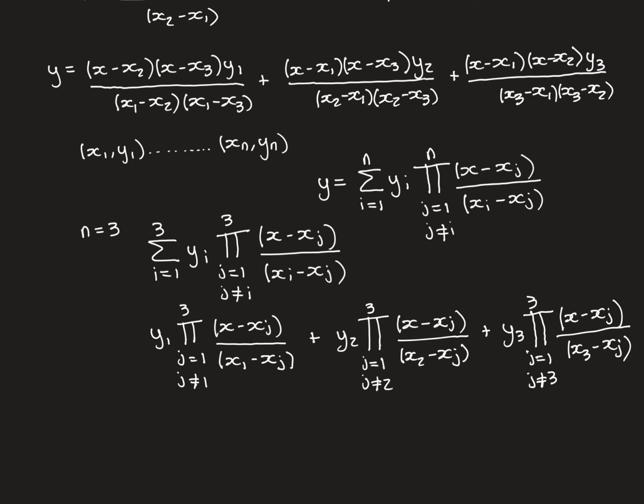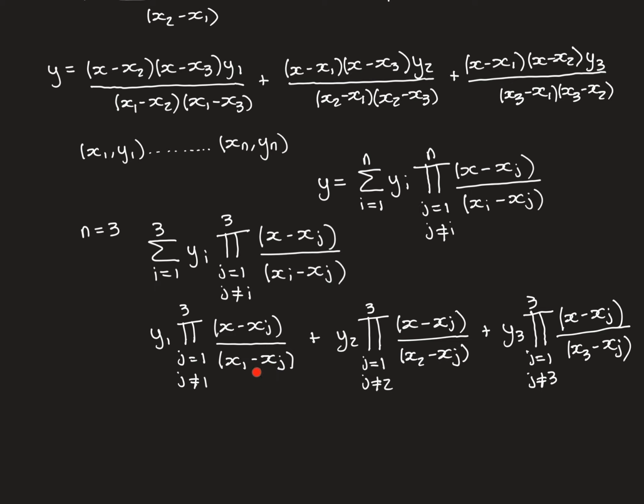The next one, we've got y2 times the product from j equals 1 to 3, where you exclude j equals 2, of (x minus xj) over (x2 minus xj), substituted in for xi now. And then finally, exactly the same for this third term: you've got y3 times the product from j equals 1 to 3, where you exclude j equals 3, of (x minus xj) over (x3 minus xj).